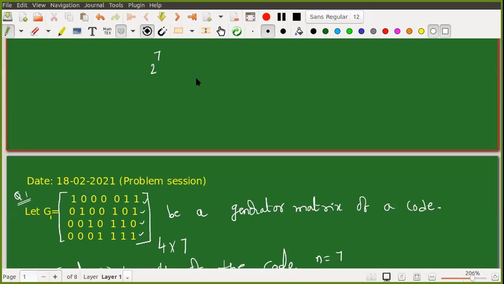So how many vectors are there in the first row of the standard array? At least that much you can tell. Chetana? Hello, Chetana ma'am. 6. Chetana, okay, go ahead. How many elements will be there in the first row?